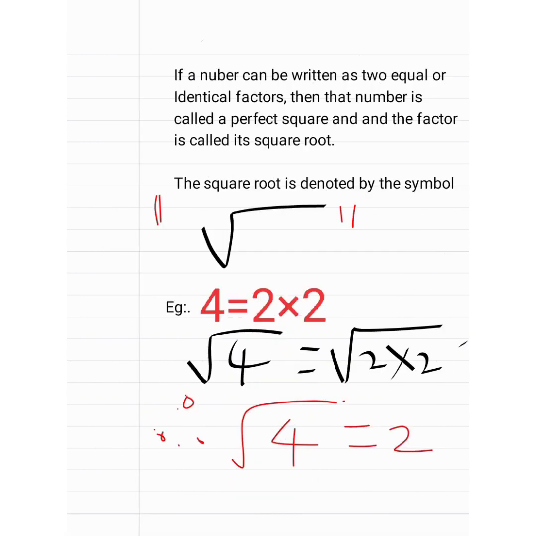If a number can be written as two equal or identical factors, then that number is called a perfect square and the factor is called its square root. What is the symbol used to denote square root? The symbol used to denote square root is shown here. 4 can be written as 2 into 2. Therefore, square root of 4 is equal to square root of 2 into 2. One of its factors is its square root. Therefore, square root of 4 is equal to 2.